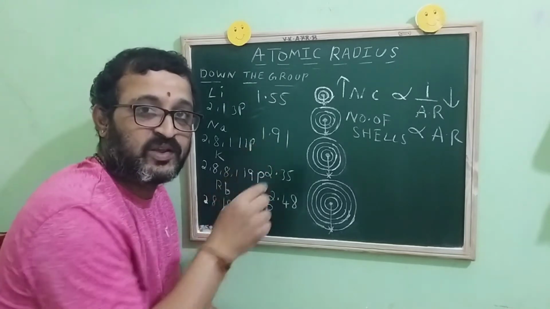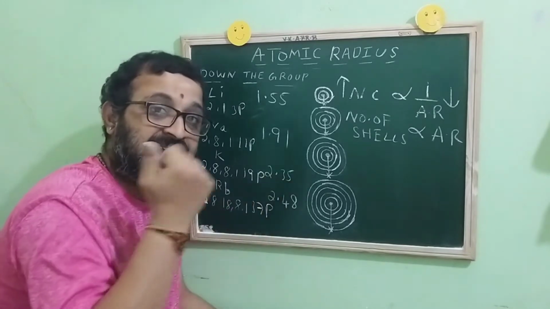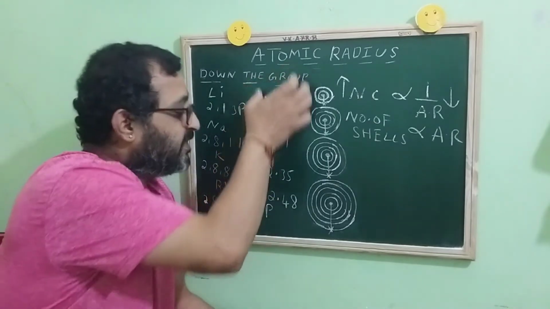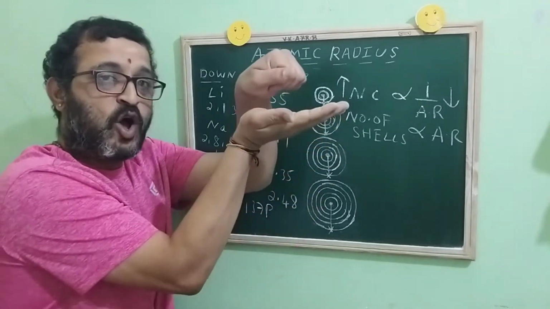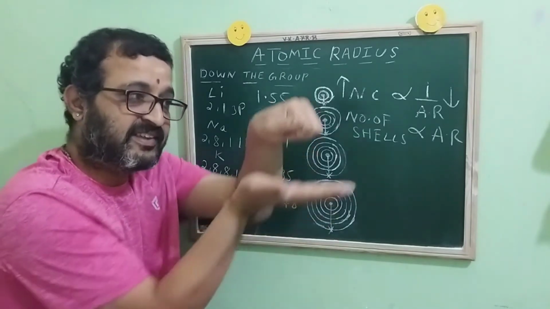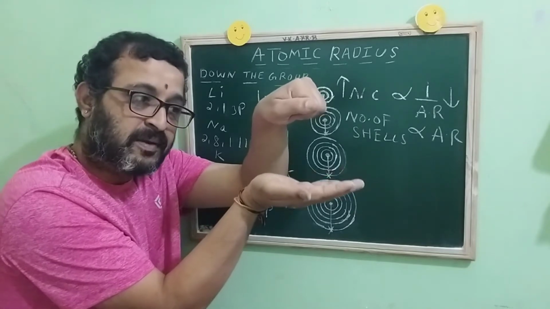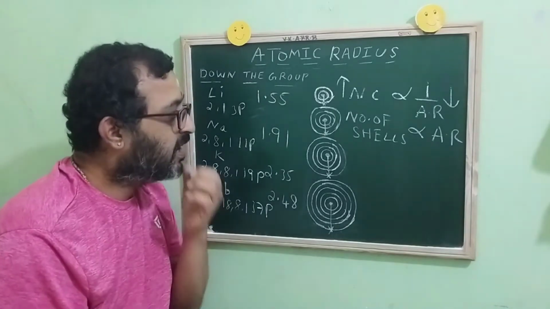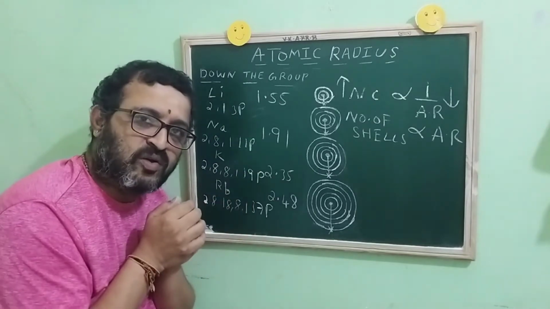Okay, children, 1.55 to 1.91, you call it as what? Increase. 1.91 to 2.35, increase. 2.35 to 2.48, increase. So these values clearly suggest that when you go down the group, the atomic radius is continuously what, children? Increasing. That is, lithium, sodium, potassium, rubidium, continuously increasing.